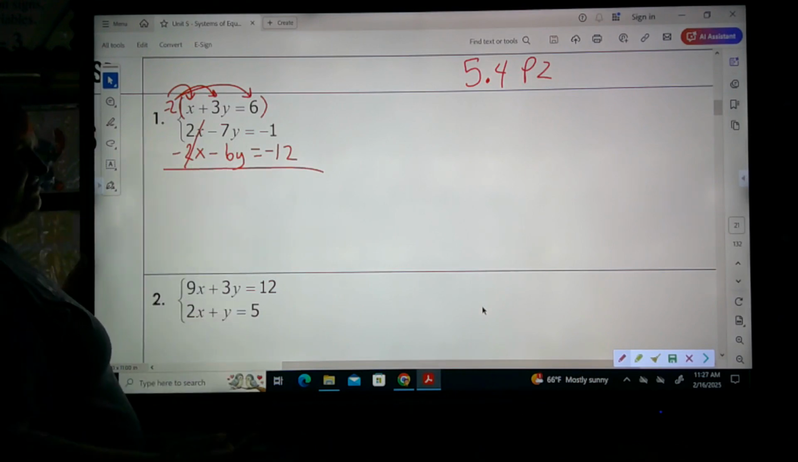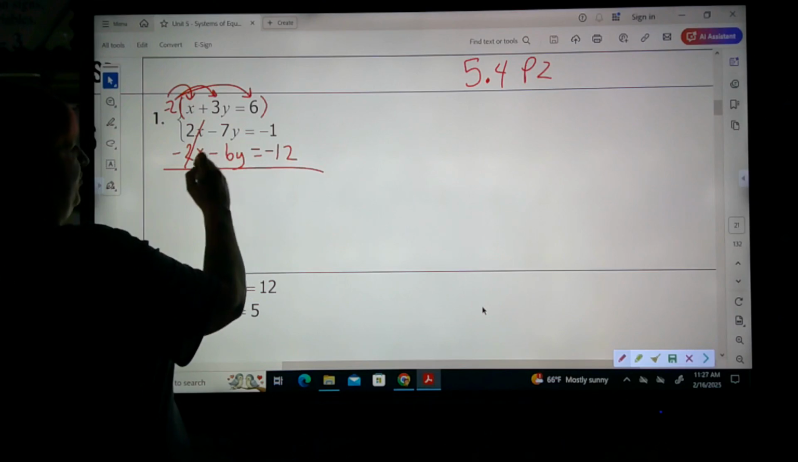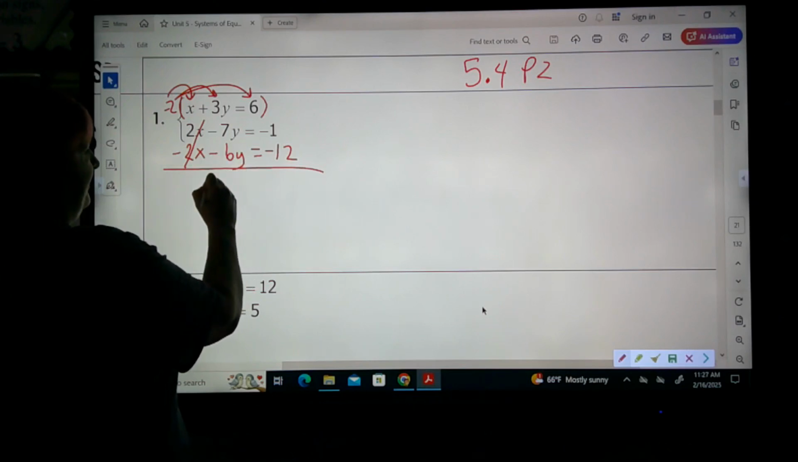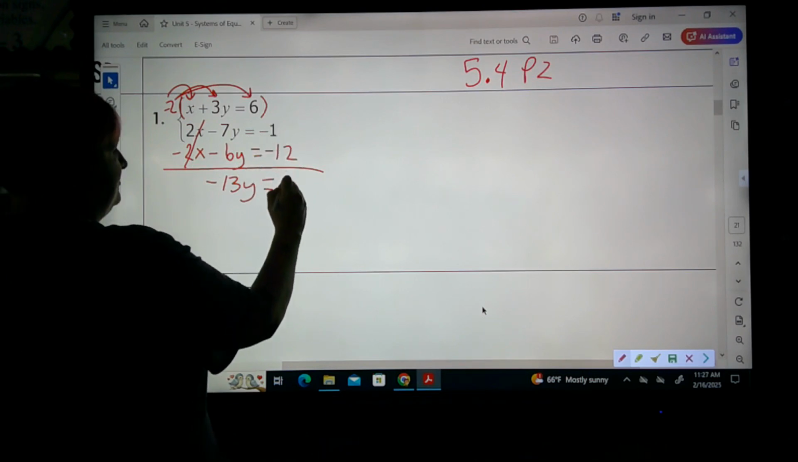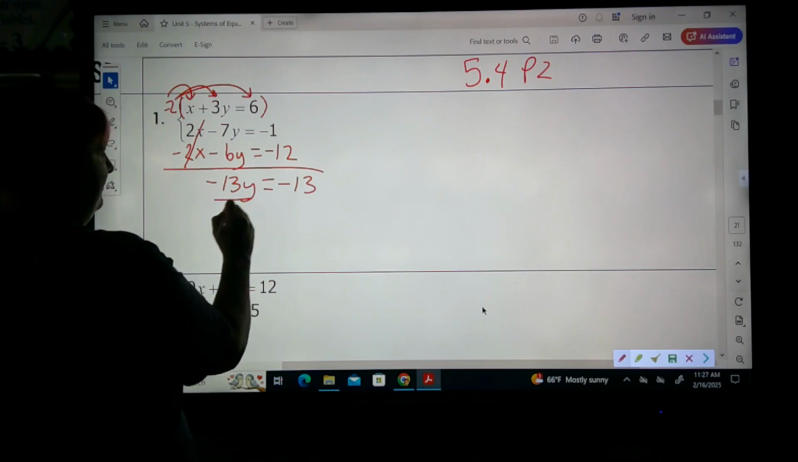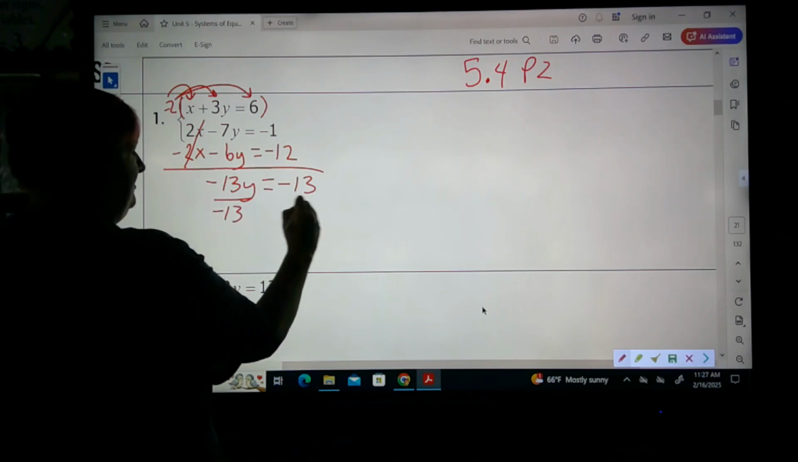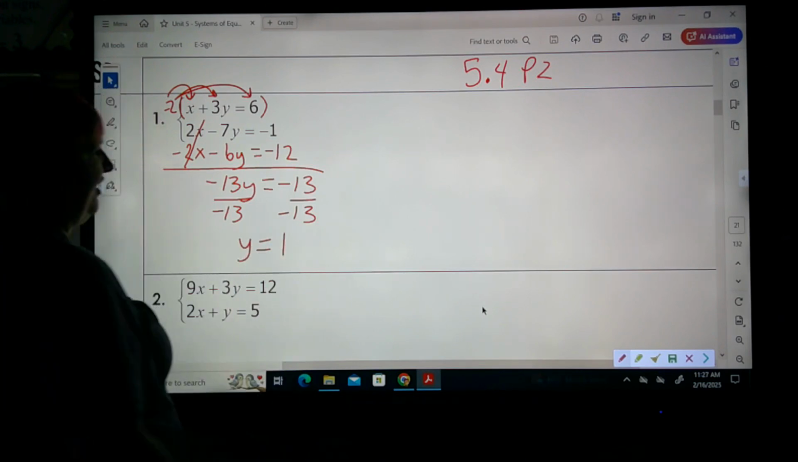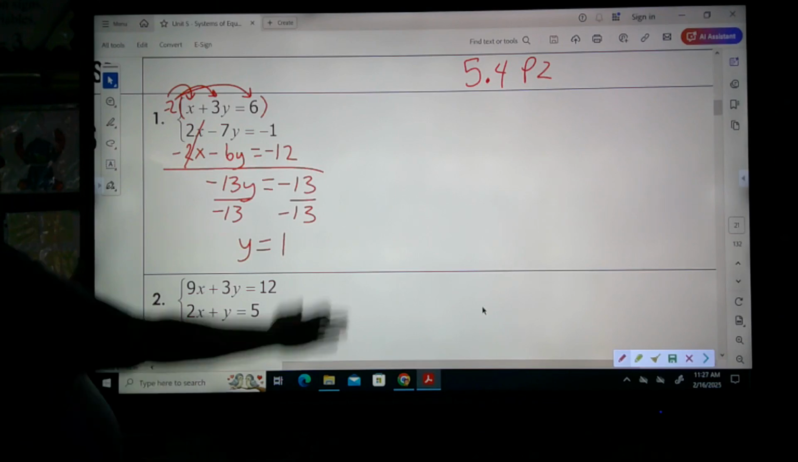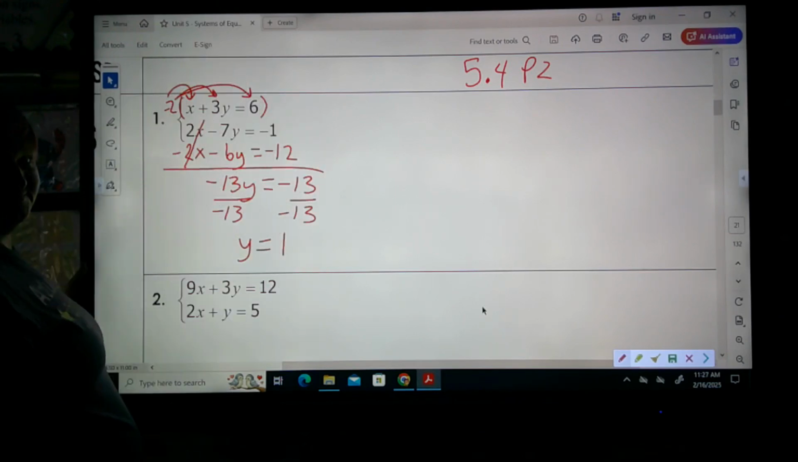2x minus 2x is 0. -7y minus 6y is -13y. And -1 minus 12 is -13. So divide by -13 to isolate the y. So your y is going to equal +1. You can put that into any equation. You should get the same answer.